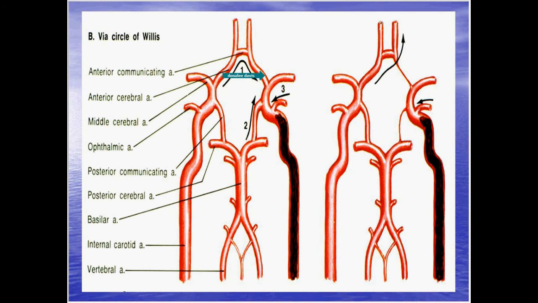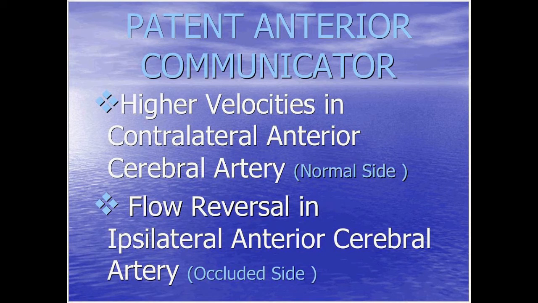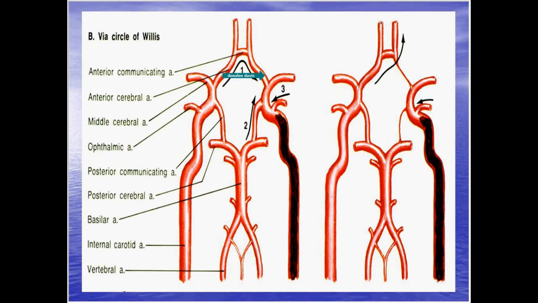Okay, so what are we going to see? We're going to see higher velocities in the contralateral anterior cerebral. That means the normal side. So over here, because this anterior is doing twice the work, they're probably going to be high. They're probably going to be, instead of being 50, they're probably going to be 100. Flows here are going to be, instead of going away from the probe, they're going to be coming towards our probe.